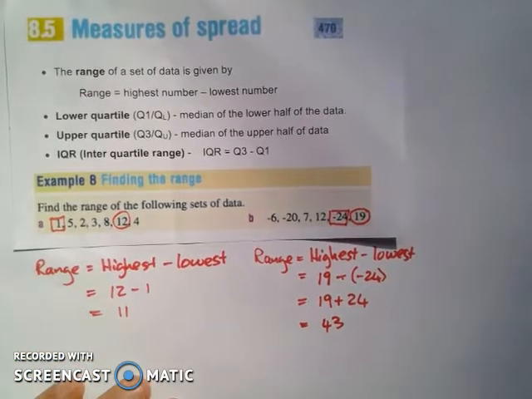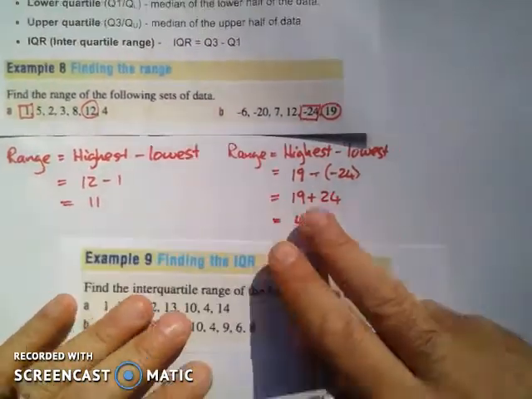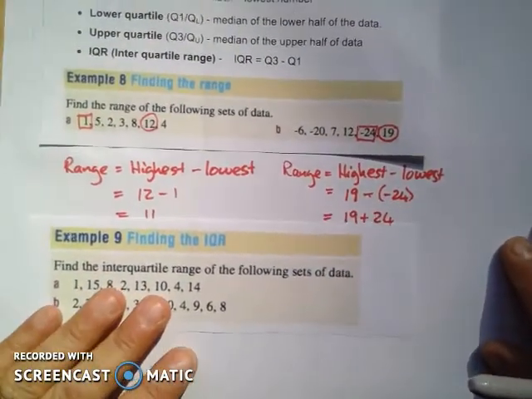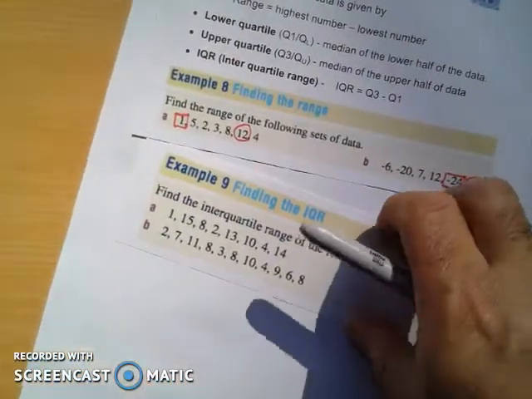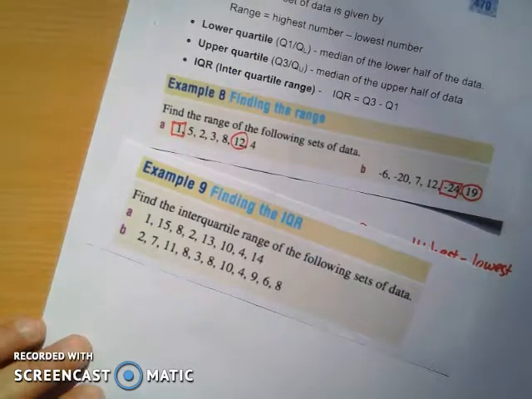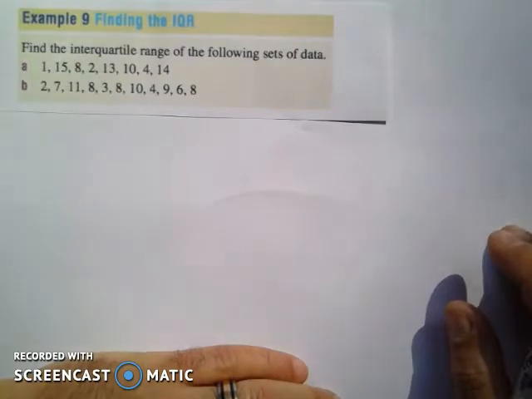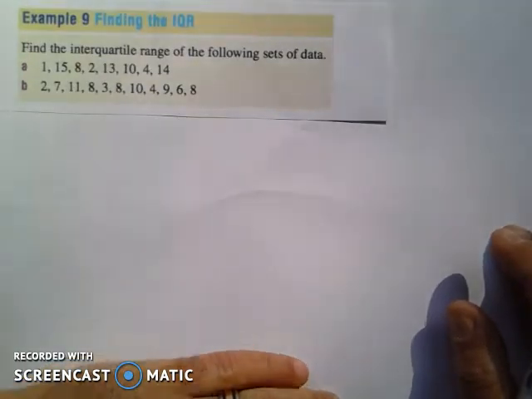Right, the next example will be finding the interquartile range. We just create a new paper because I need to do this in more space. I really hope you don't hear the whippersnapper in the background. So let's quickly do this before he gets here.